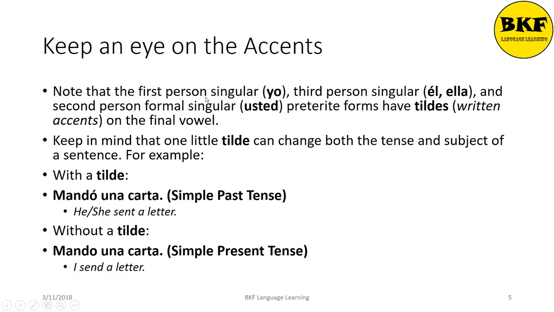Okay, so note that the first person singular, third person singular, and second person formal singular past forms have tildes, which are the accent marks we have already seen. Keep in mind that one little tilde can change both the tense and subject of a sentence. For example, with a tilde, if I say mandó una carta, it's simple past tense, and it means he or she sent a letter. But if I do not use this accent, if I say mando una carta, it would mean I send a letter.